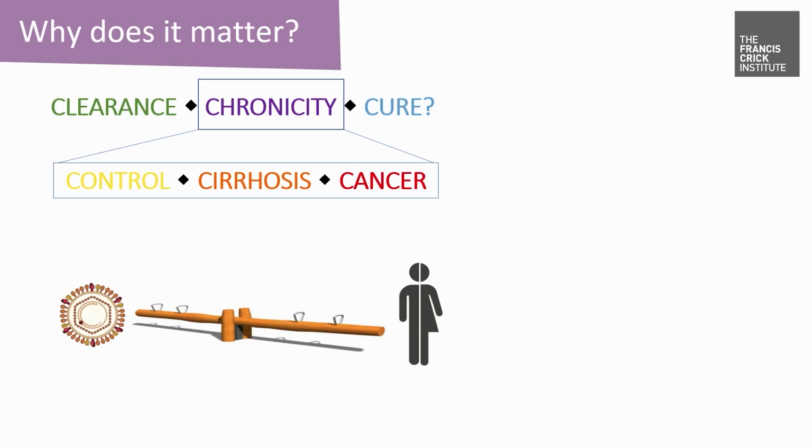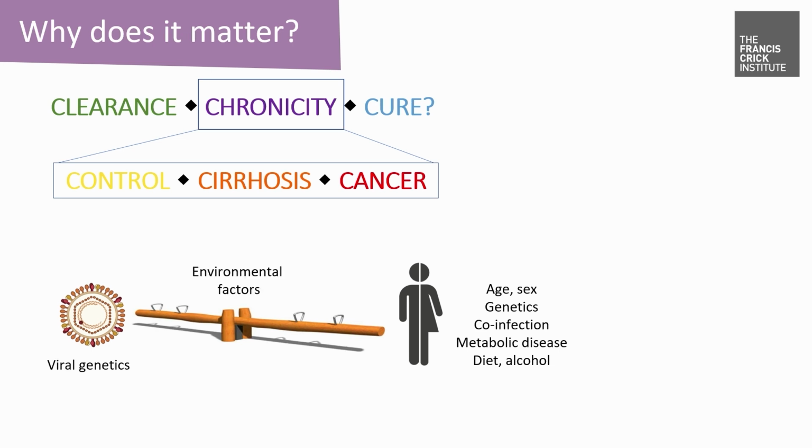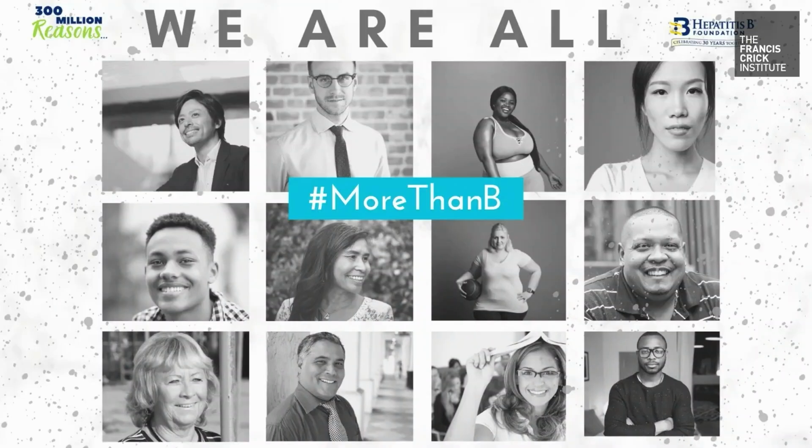Well, the truth is we don't completely know yet, but what we understand is that there's a balance between the virus, so particularly the genetic code of the virus, features of the host, that's the person infected, some of which are stable and some of which might change over time, and features of the environment. But the point really is that this virus infects 300 million people worldwide, all of whom are individuals.